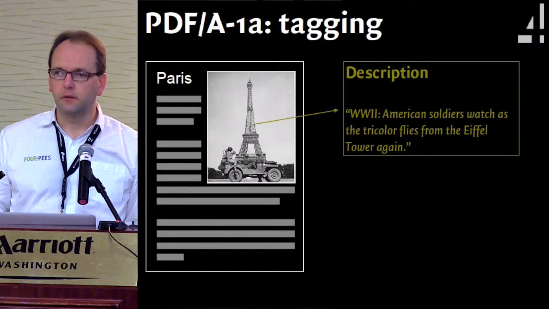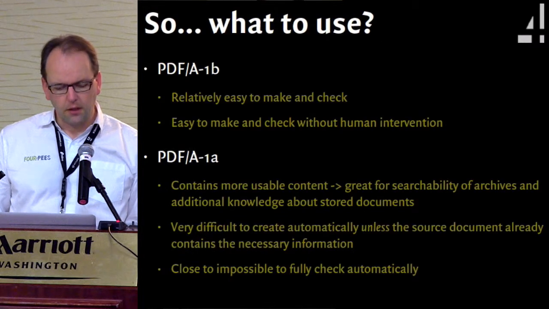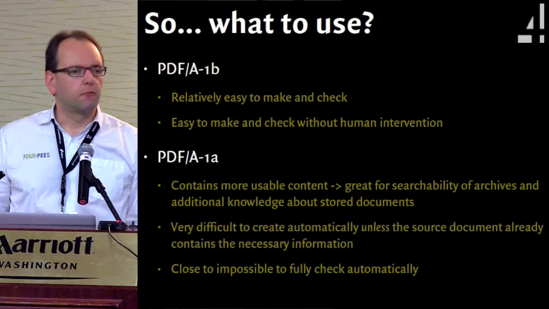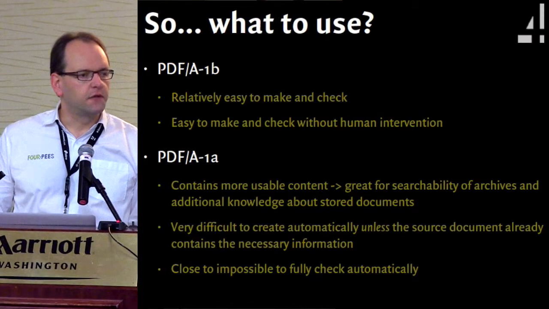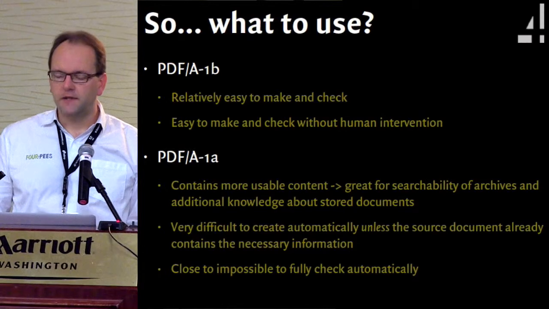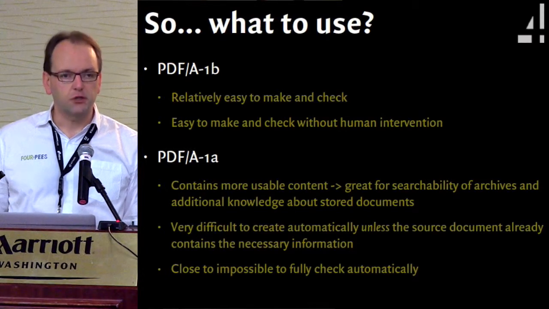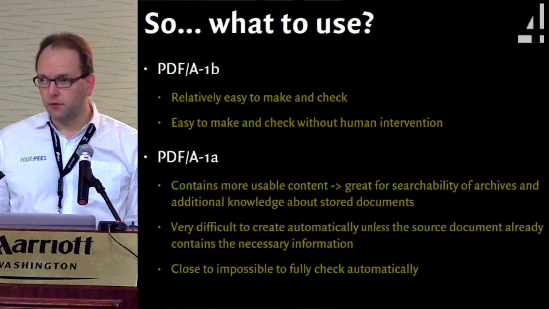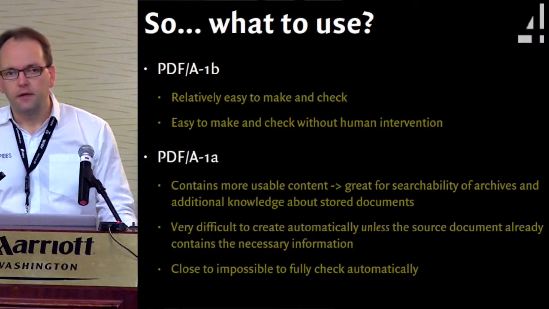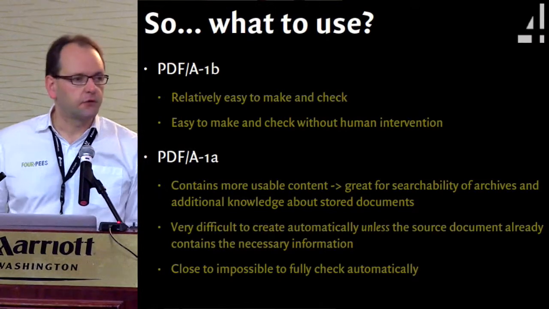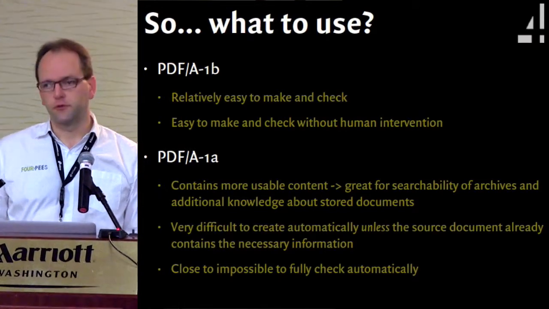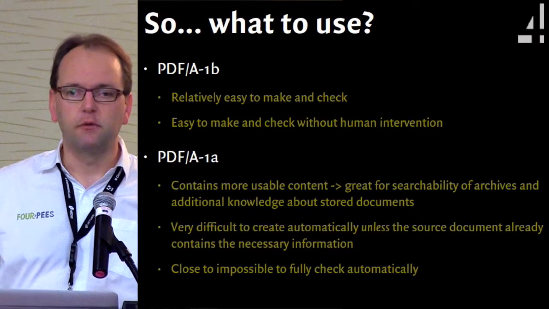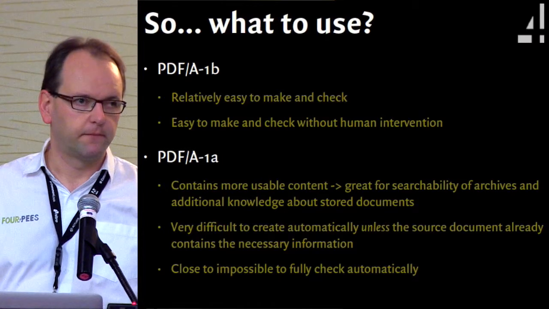And in some archives, this kind of meaning is crucial. So if one contains more than the other and it makes the archive more valuable, then it's easy. We always use the A flavor and be done with it. Except that, of course, the A flavor is much more difficult to create than the B flavor. It's also much more difficult to check. How do you make software that automatically checks that this is a picture of the Eiffel Tower taken after World War II with an American Jeep in front of it? That's very difficult. That's a human that needs to verify that.